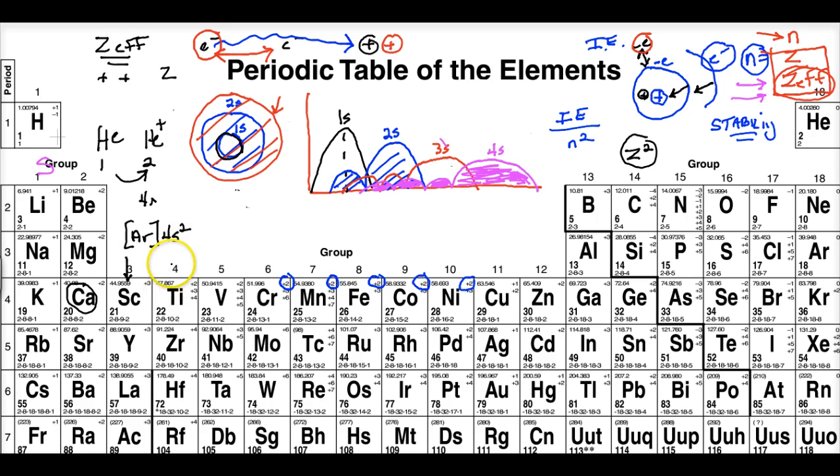Now, you know in the third principal energy level, you have 3 sublevels. How do I know that? From my quantum numbers. When n equals 3, what does my L number have to be? Well, it goes from 0 to n minus 1.